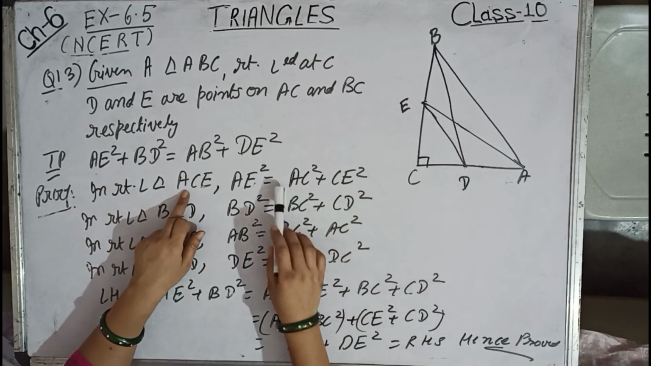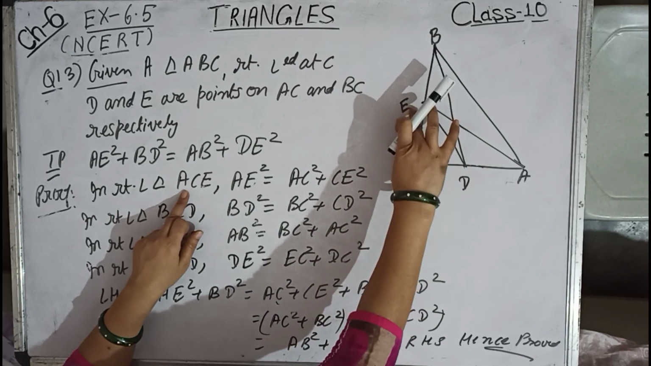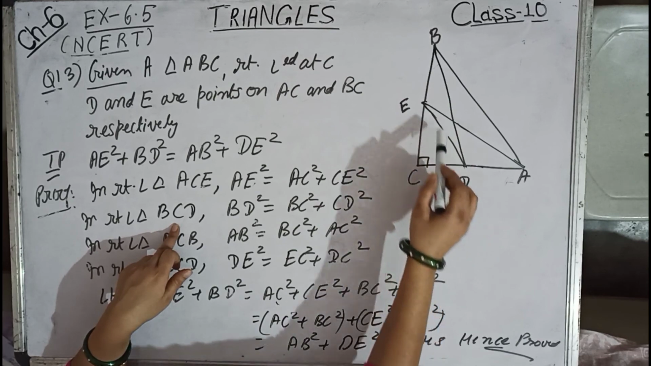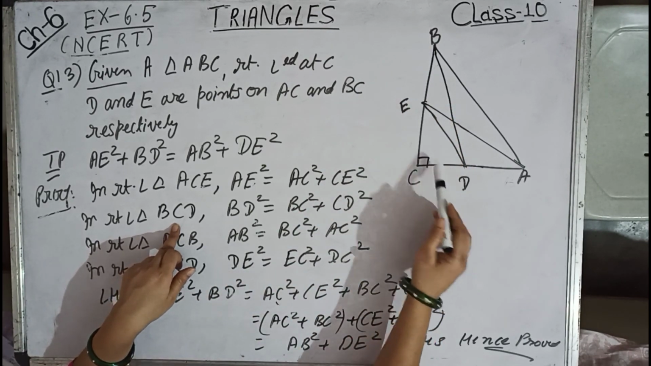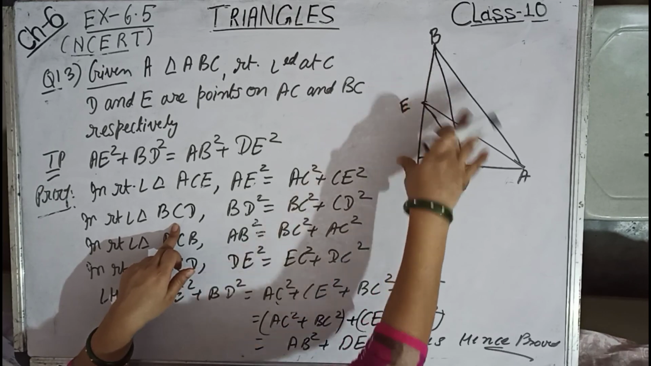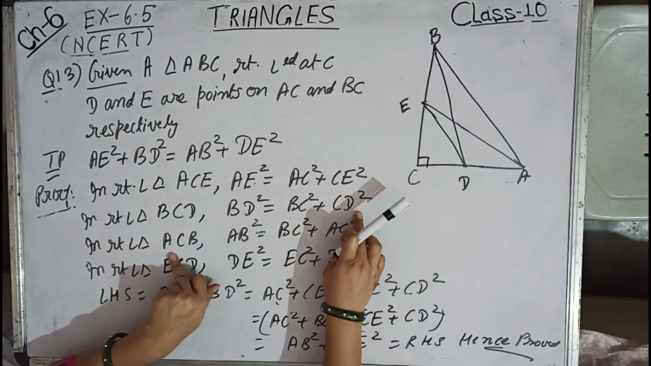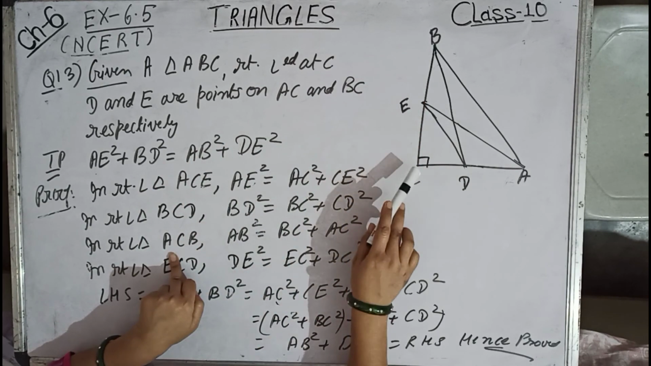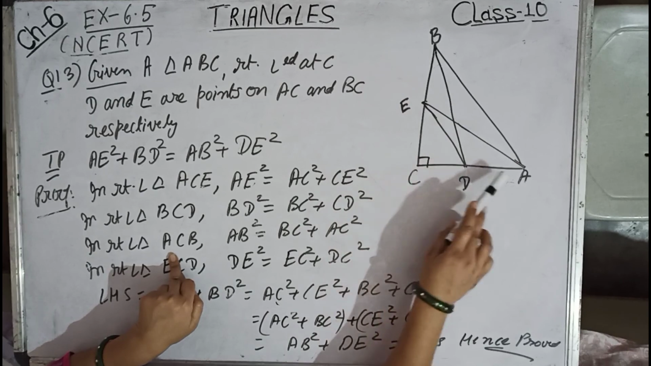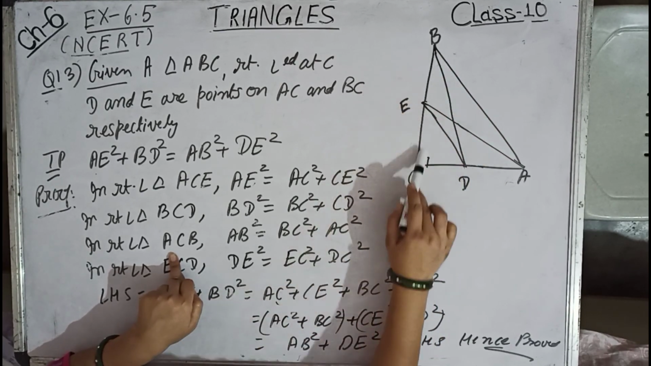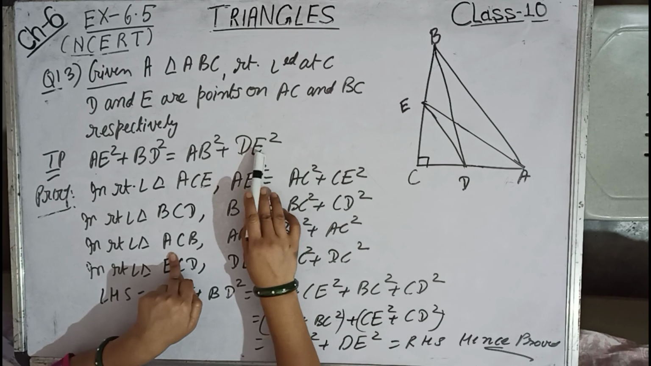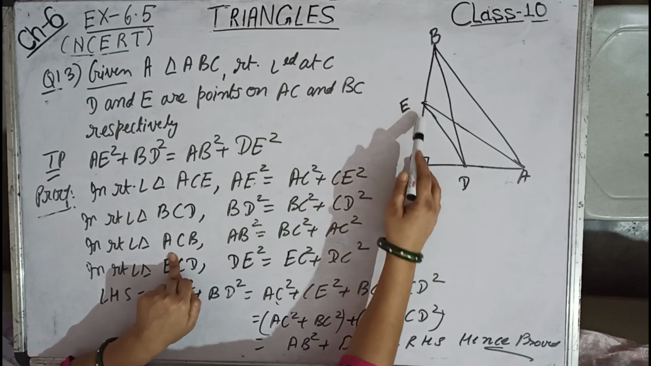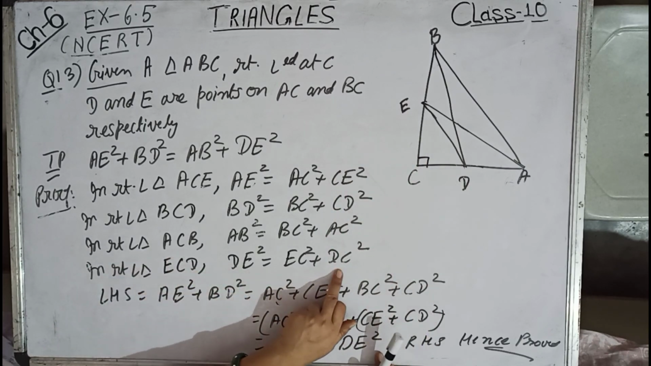So, in triangle ACE, AE square equals AC square plus CE square. Similarly, BD is forming a part of the right angle triangle BCD. So, in triangle BCD, BD square equals BC square plus CD square. Again, we will find the triangle in which AB is a part. So, triangle BCA, in which we write AB square equals BC square plus CA square. Now, DE is forming a part of the right angle triangle DCE. So, DE square will be equal to CE square plus CD square, which is written over here.